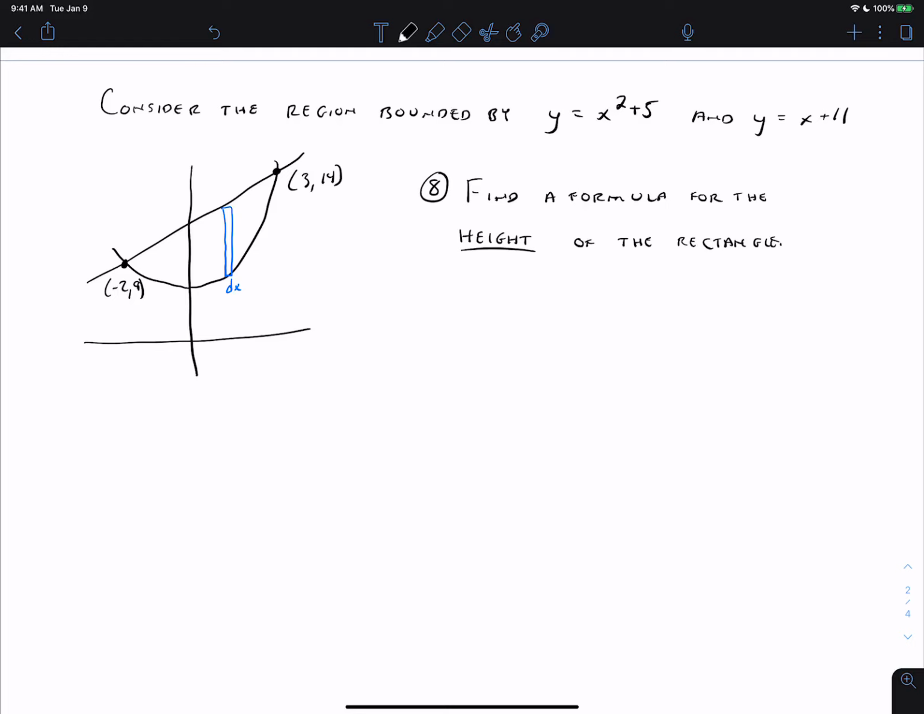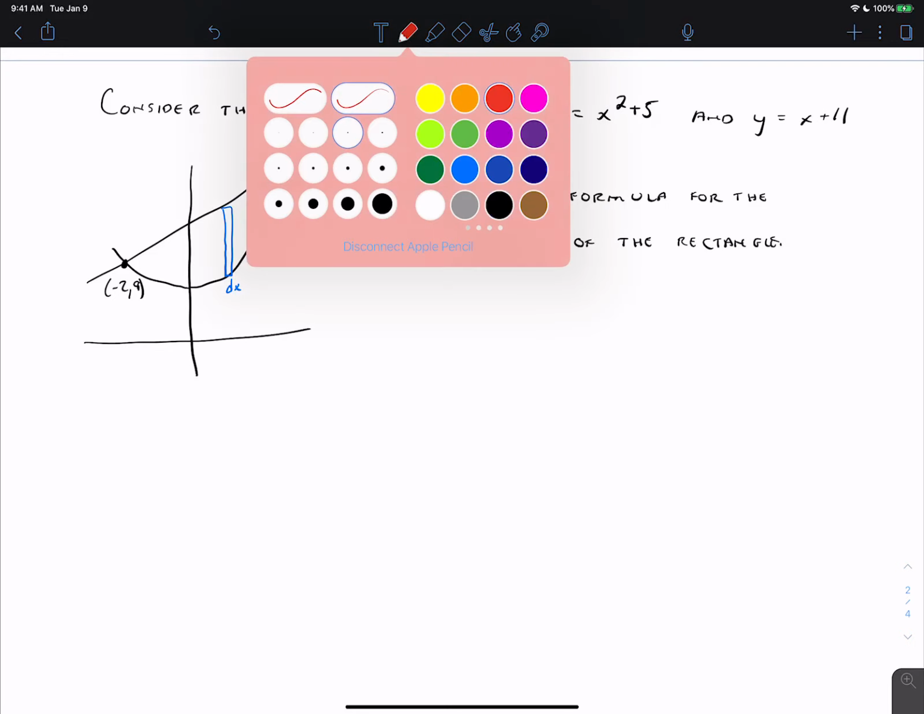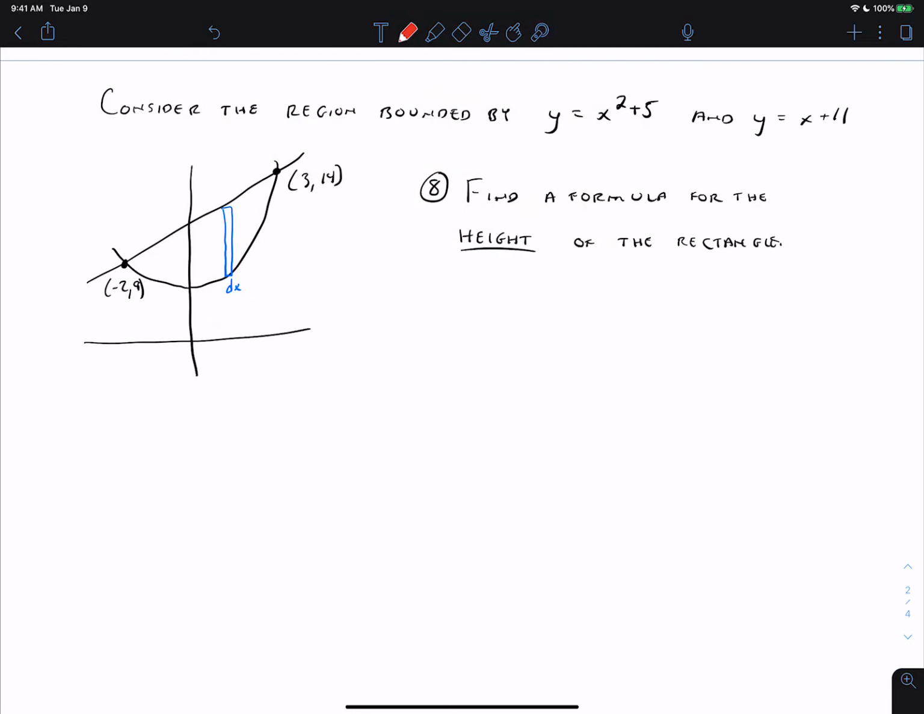A quick comment about the term height. Most of us think of height as being up and down because we talk about height of a person. And for a rectangle with base dx, height is up and down. When you're doing similar problems to this, if we're using a dy rectangle, where the base is dy, the height is sideways.